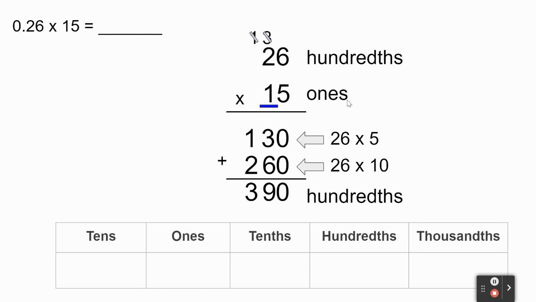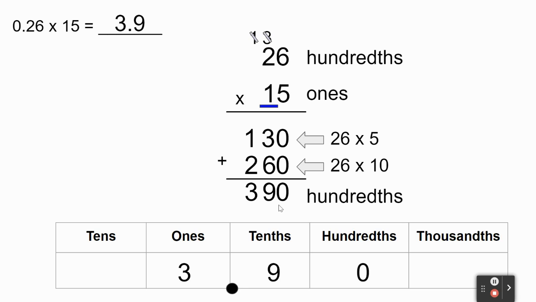We can rewrite this number in standard form in our place value chart. The 0 is in the hundredths place, since that's the last digit. That means the 9 is regrouped to the tenths place, and the 3 is regrouped to the ones place. We're going to place a decimal between the ones and the tenths place. So our answer is 3 and 9/10.